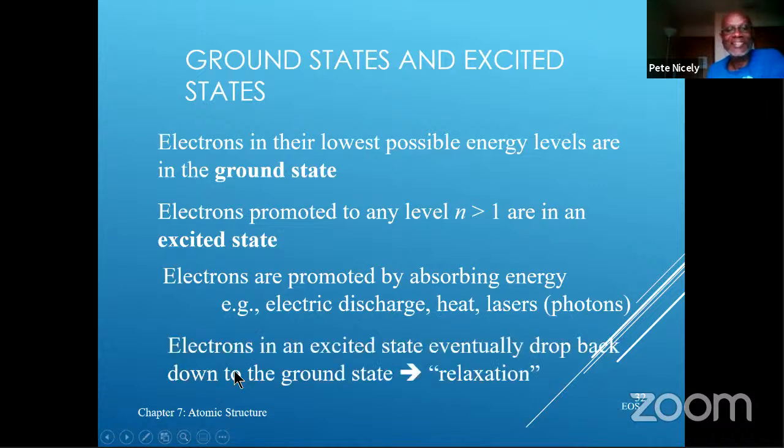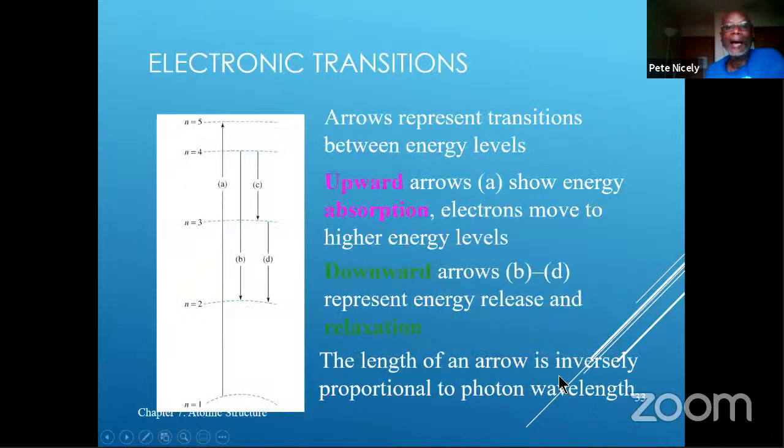And then immediately what you'll find is that electrons in an excited state will drop back to the ground state, and we call that relaxation. When the electrons drop back from the excited state to the ground state, that's where you see radiation is produced, all right? So that is demonstrated in this diagram right here. So you can have an electron going from n equal one to n equal five, right?